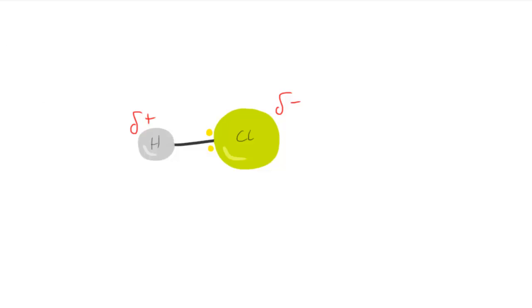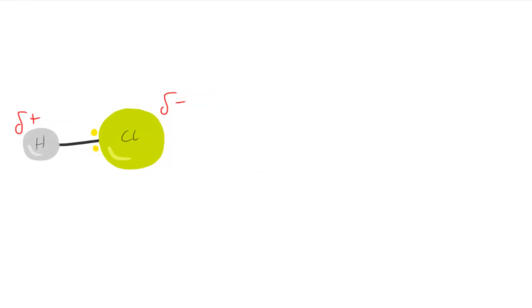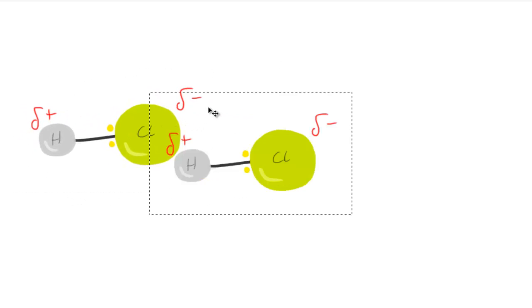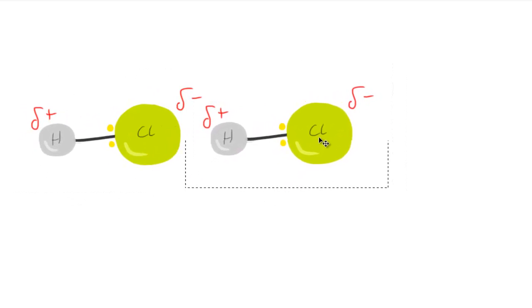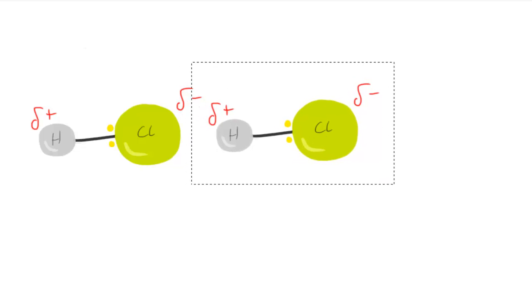Now, if we had more than one of these HCl molecules, hydrogen chloride, let me just copy this molecule. If we had two of these molecules, so if I had another one of these molecules here, right?